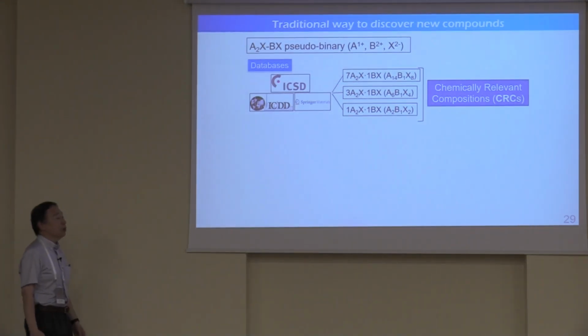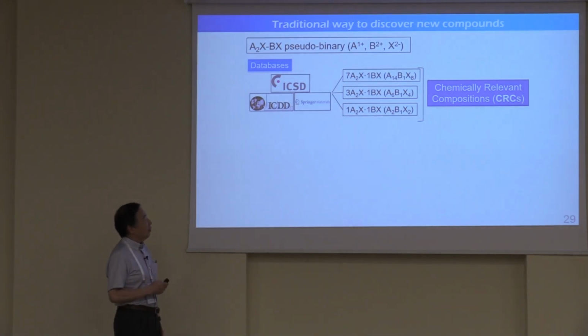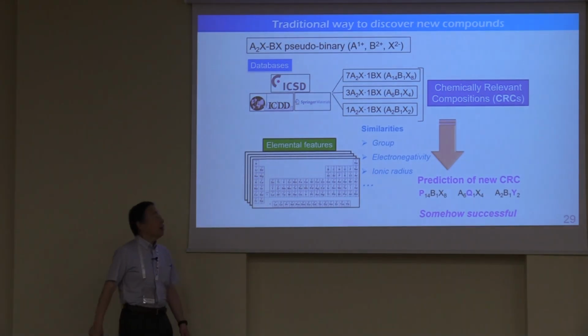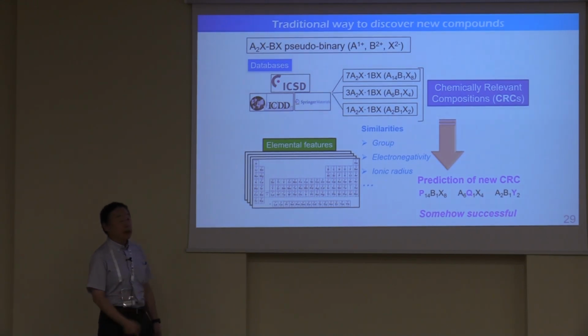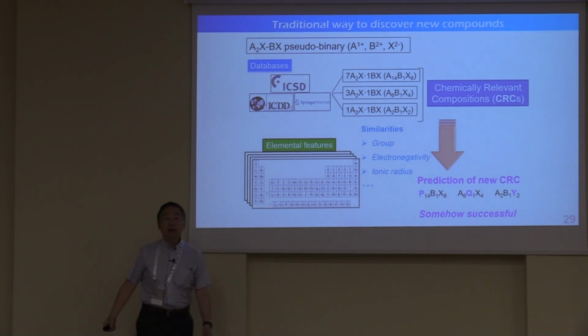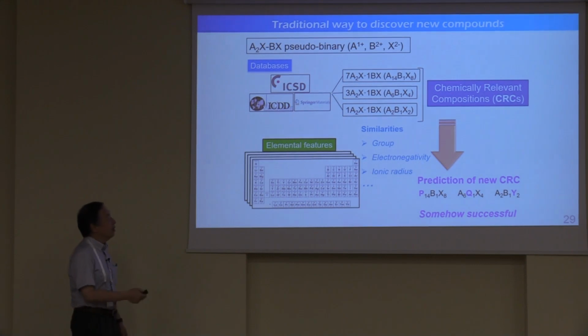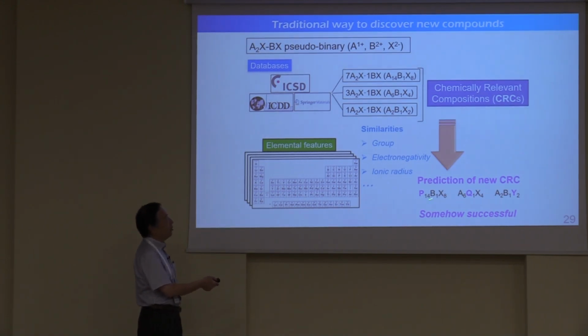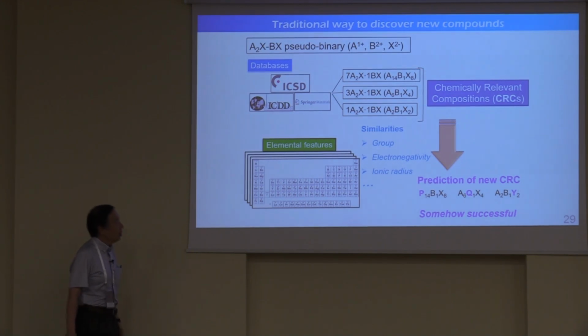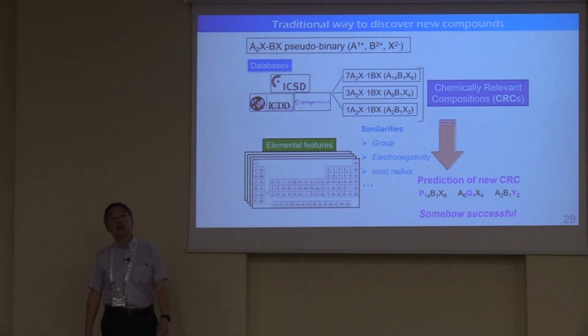The traditional way to discover new compounds is done in the following way. If there is this type of compound registered in a database, they just use a concept of similarity, like group electronegativity or ionic radius. If the electronegativity of this element A is very similar to this element P, they guessed that although it is not yet reported, they can expect that this compound also exists. In that way, people worked for a long time, for more than 100 years. And in that way, inorganic chemists had some success finding new compounds.